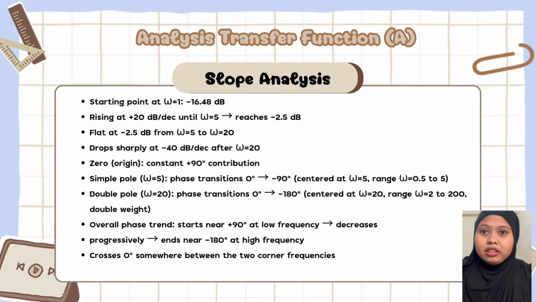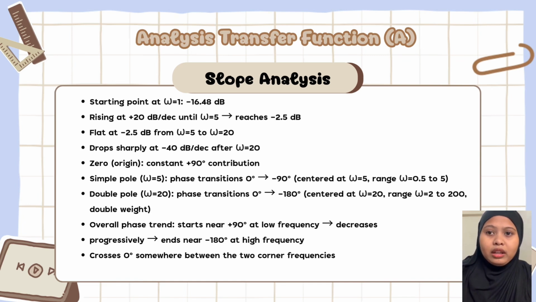Firstly, we're looking at a magnitude Bode plot, plotted on a semi-log graph. We're looking at the final line. Its starting point at omega 1 is equal to negative 16.48 dB. Next, it is rising at a positive 20 dB per decade until omega 5, where it reaches negative 2.5 dB.